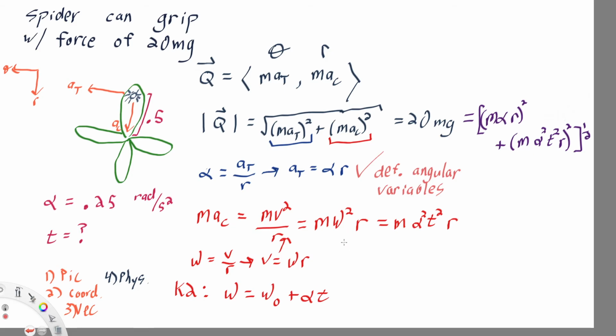And then we made use of our definition for centripetal acceleration. We returned again to our definition for angular variables. And then lastly, we used the kinematic equation.